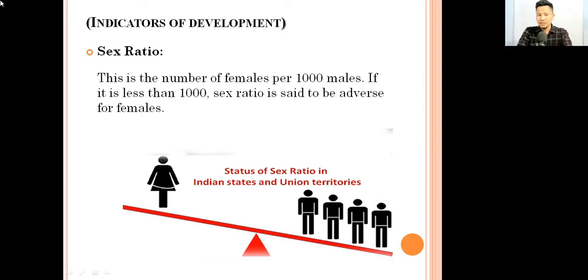In some states in our country, just like Punjab, the number of females is very much less than the number of males. Here in the picture, it is given, status of sex ratio in Indian states and union territories. So the left hand side is females, only one, and the right hand side is males, which is greater in number, that is 4.